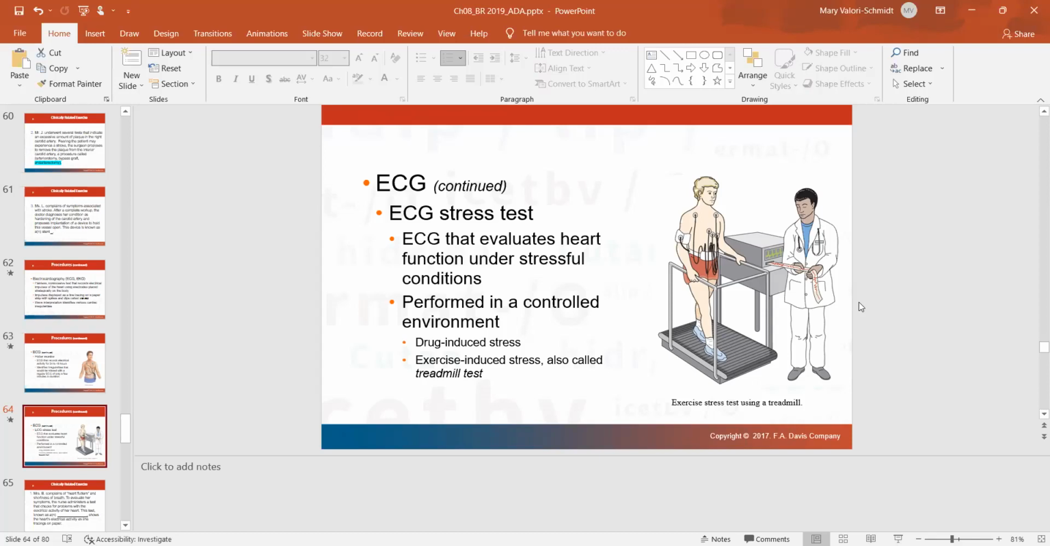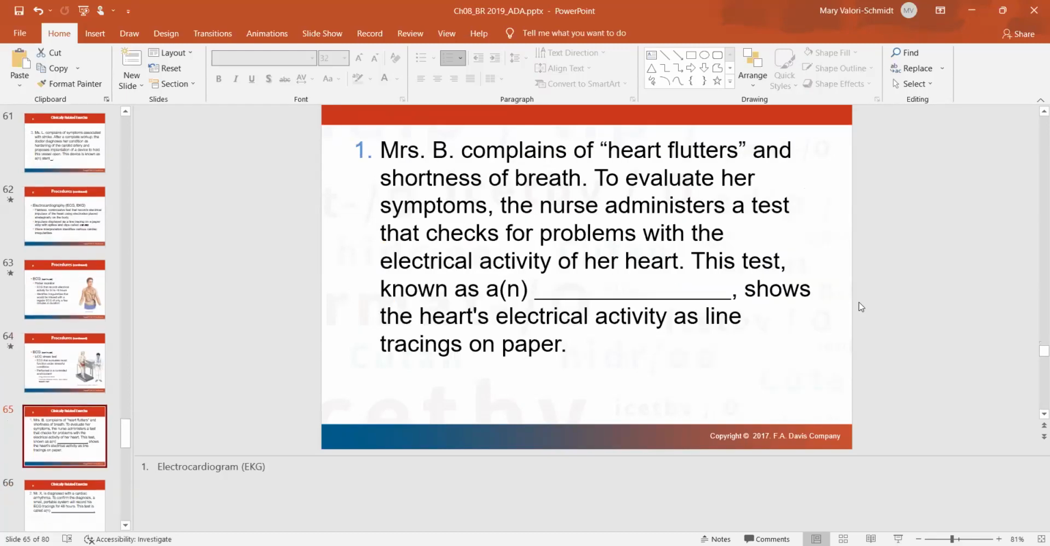Now, if you can't run, so you have bad knees, you're older, whatever, we can do a drug-induced stress test. So we can give you medications that will almost mimic you running. It'll increase your heart rate, and then we'll be able to watch the EKG and look for changes. So here you go. What is the test that checks the electrical activity of the heart? What is that called?